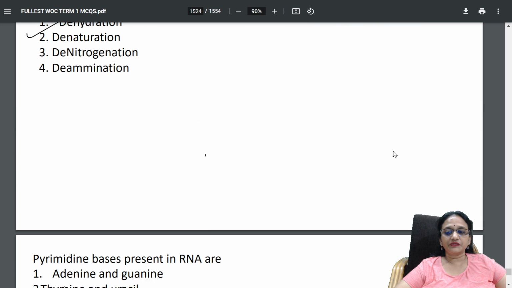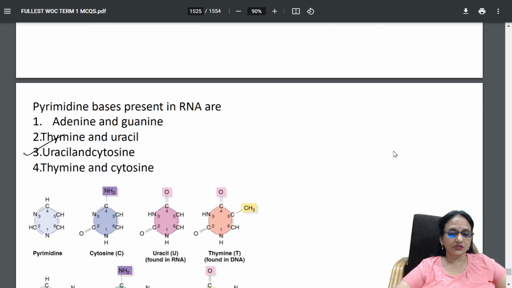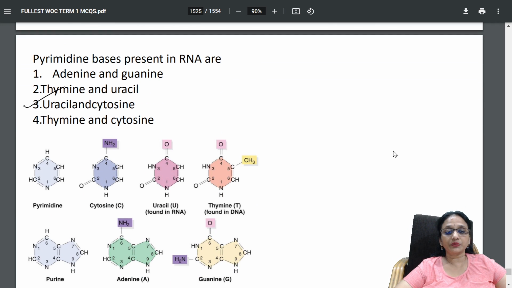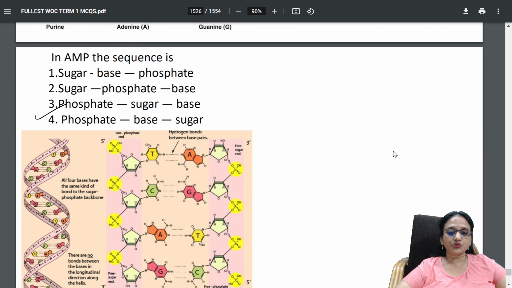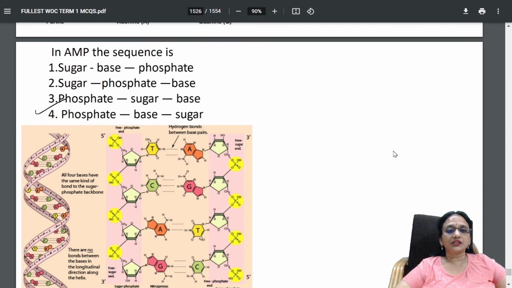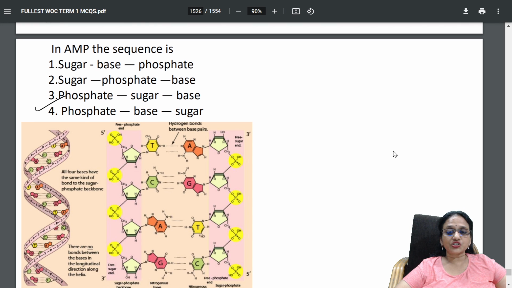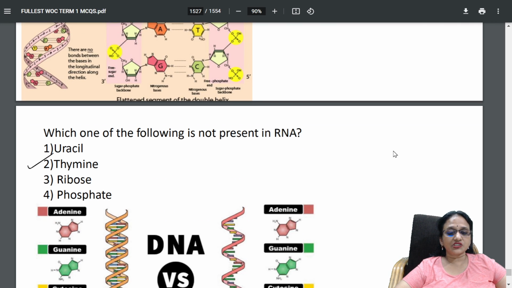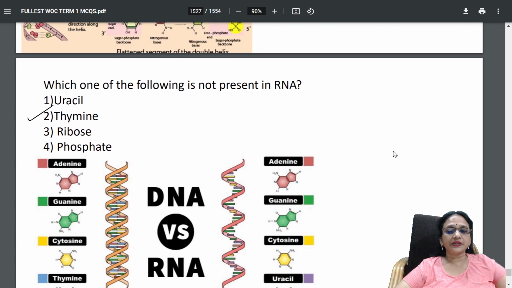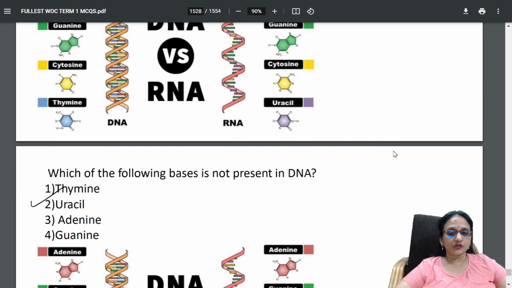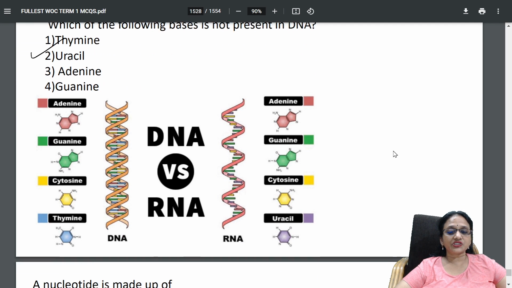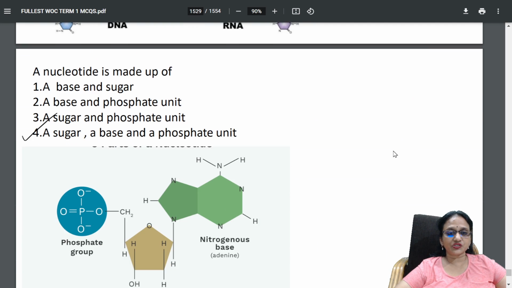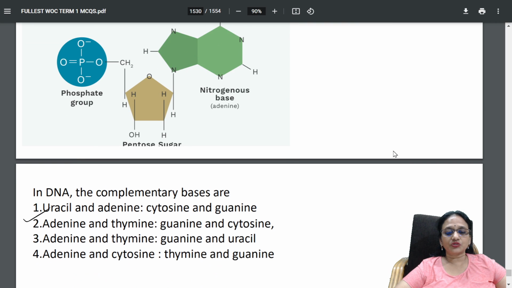Further, I have about DNA and RNA, purine bases, pyrimidine bases. Further about the structures of AMP, adenosine monophosphate. What is the difference between DNA and RNA? What are the base pairs in DNA? Like that, every question is taken care of with colored images. Go through the questions.